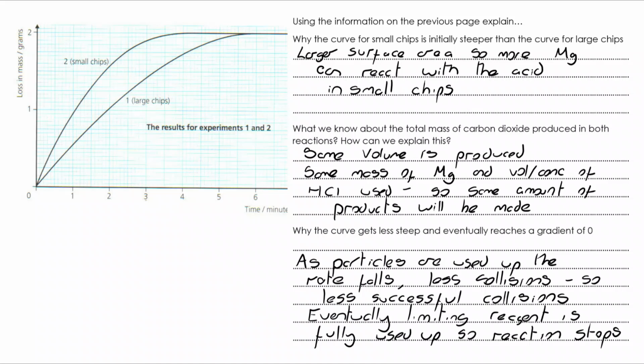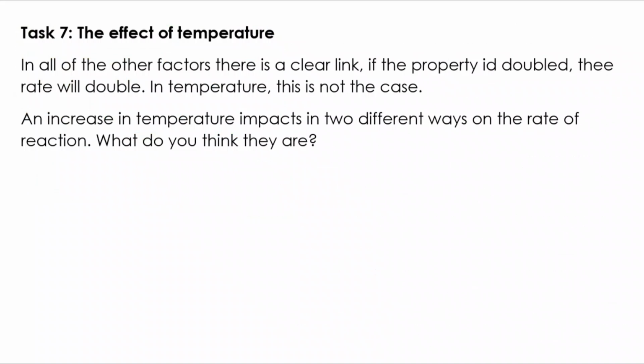We're going to move on and look at temperature. And I've spoken about this already. In all of the others, there is a double relationship. If I double concentration or pressure or surface area, I double the collisions, I double the successful collisions, I double the rate. In temperature, we double the rate every 10 degrees C increase.